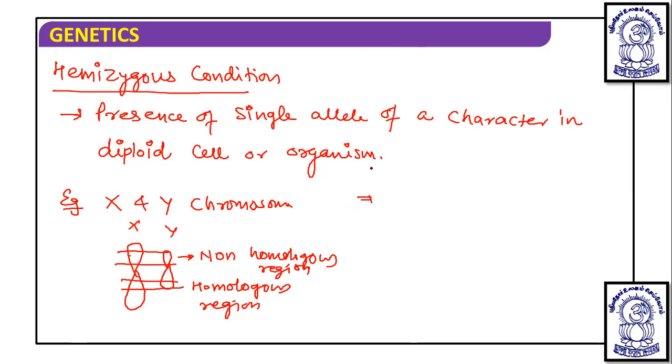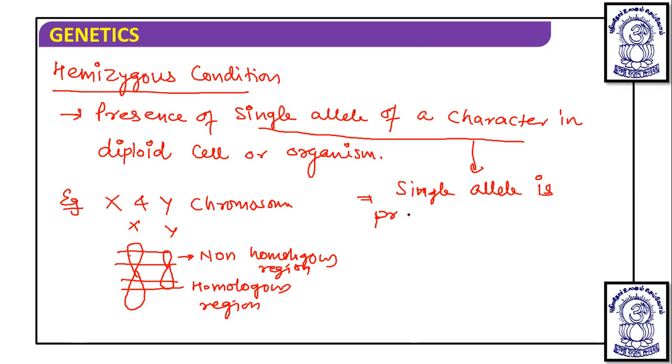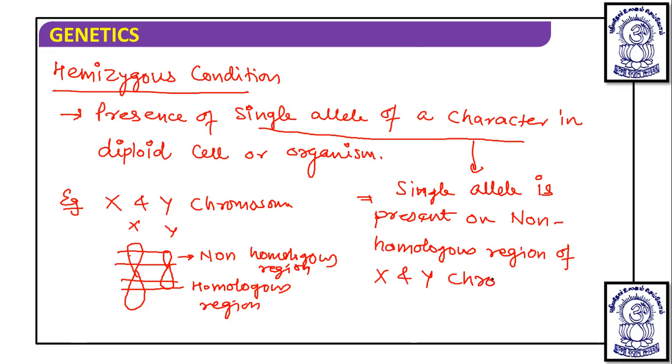So hemizygous is the presence of a single allele of a character in a diploid organism, and that single allele is present on the non-homologous region of the X and Y chromosome.